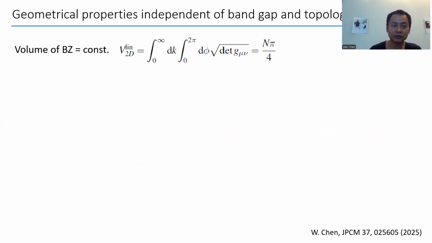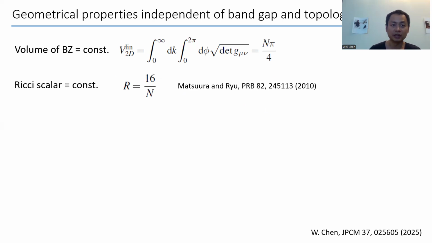Okay, and using this, what I found is that first of all, the volume of the Brillouin zone is actually a constant, because the square root of the determinant of the quantum metric is what is called the volume form. If you integrate it over the entire polar coordinate range, it gives you the volume of the curved space. And it turns out that the result is a constant in the sense that it does not depend on the mass term of the Dirac Hamiltonian. So whether it's topological or non-topological, the result is the same. Or whether it has a larger or smaller Fermi velocity, the answer is still the same.